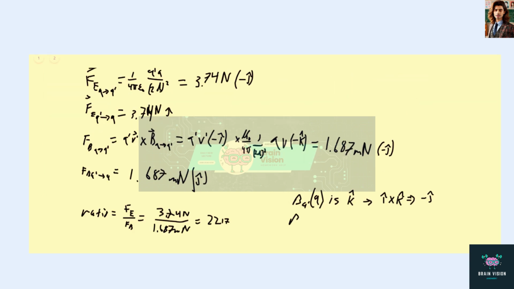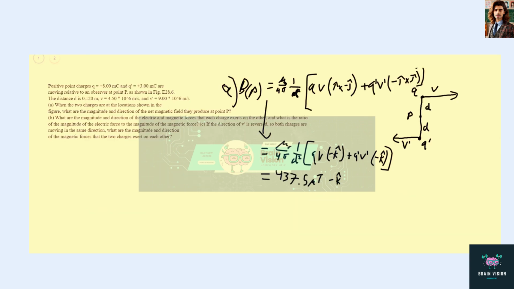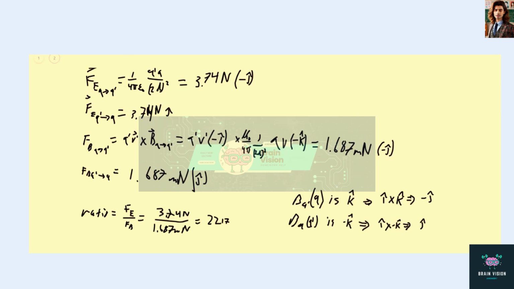And due to a symmetry of arguments here, for Q prime, the magnetic field of the point charge Q acting on Q prime is going to be negative k hat. And that means that we have i hat crossed with negative k hat, and that's going to result in positive j hat. So that means that these two charges, the magnetic field is going to cause them to be forced towards each other. However, we saw that the ratio of the Coulomb force to the Lorentz force is going to result in them actually being repelled, and this is 2200 times stronger.